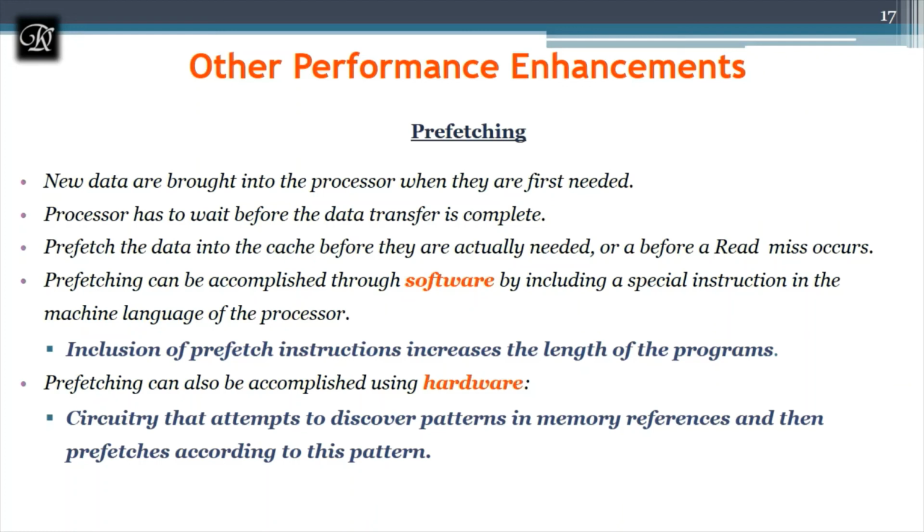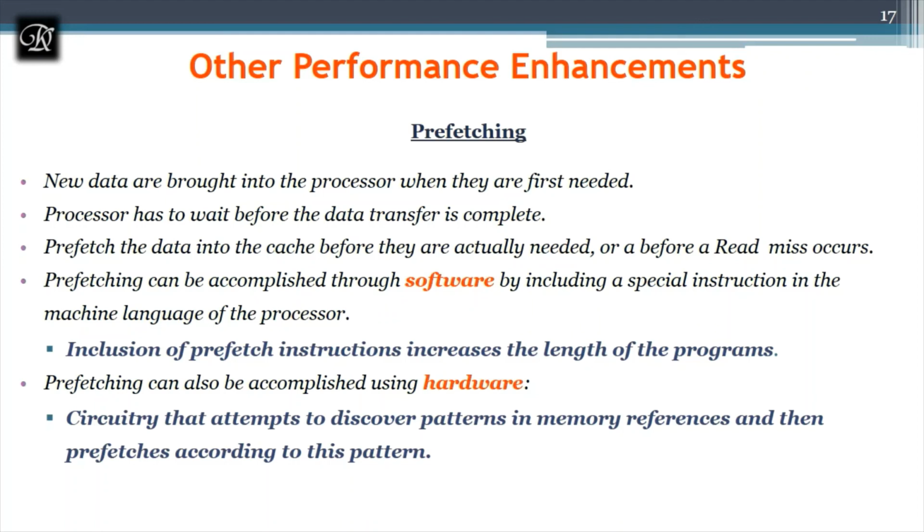Prefetching can be accomplished through software. It can be done with software coding, or else we can use hardware. Inclusion of a prefetch instruction increases the length of the program. Prefetching can also be accomplished using hardware: a circuit that attempts to discover patterns in memory references and then prefetches according to the pattern.